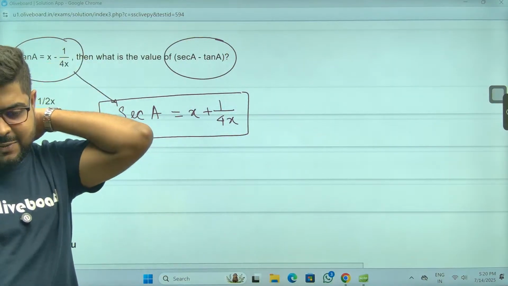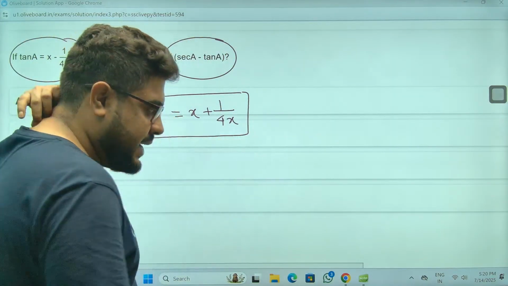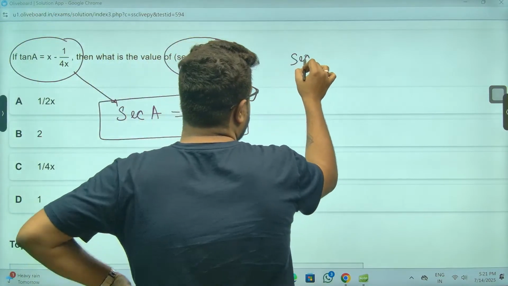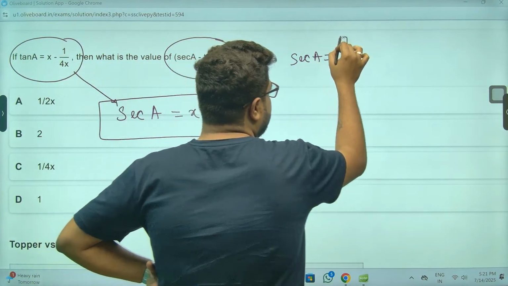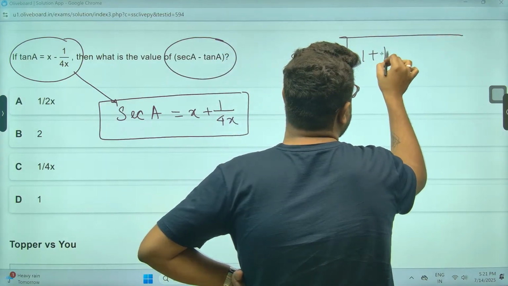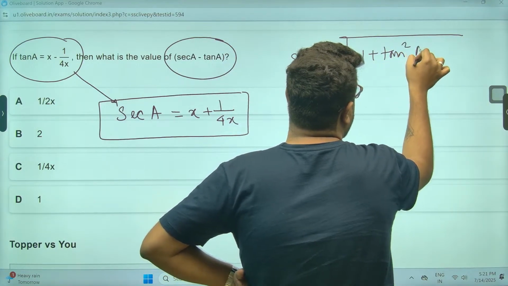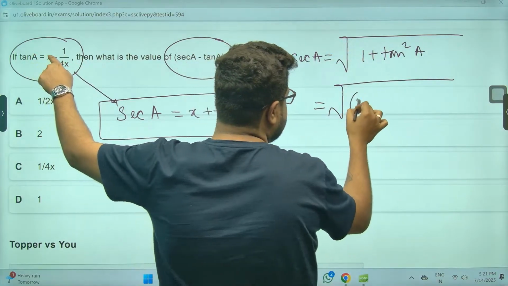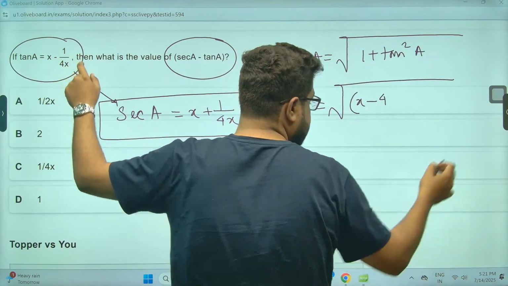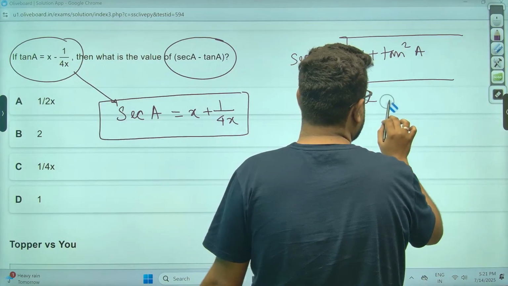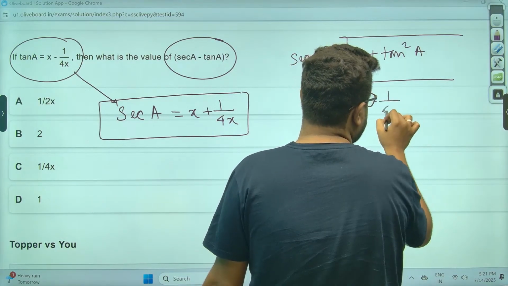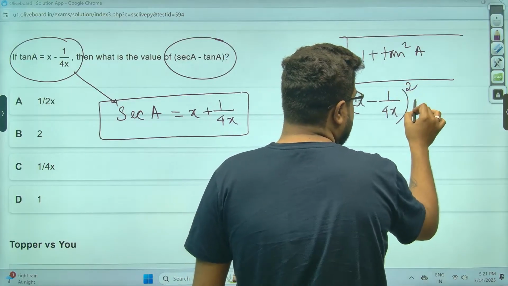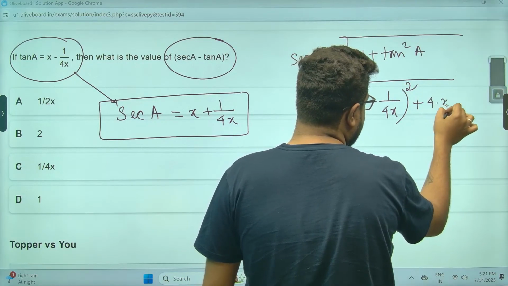Sir, you will say, why does this happen? Please, let us understand. Sec A, we all know, is root over of 1 plus tan square A, or rather tan square A plus 1. Tan square A will be, sir. Extremely sorry. This 1 by 4 is actually playing the magic. So this is a whole square, plus 4AB.